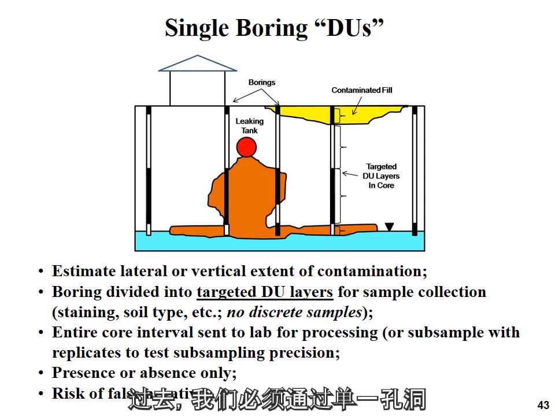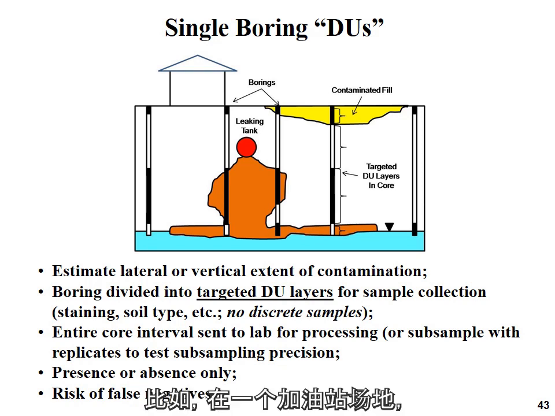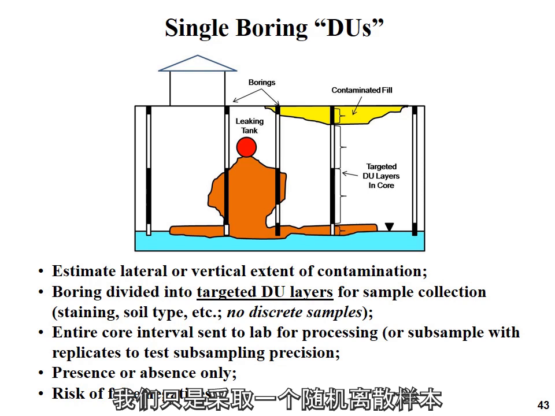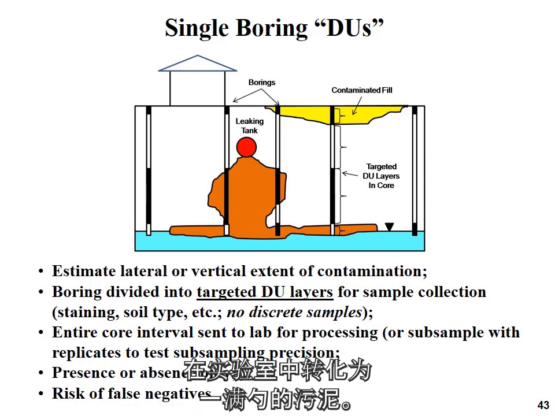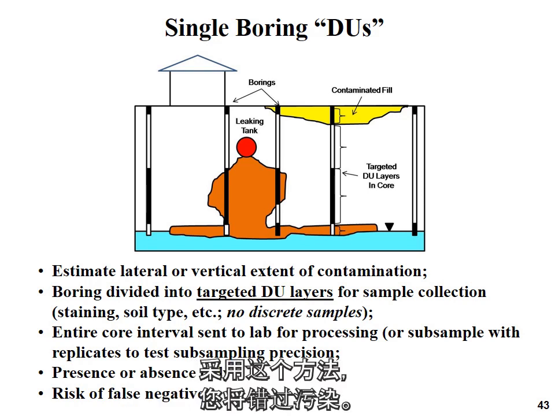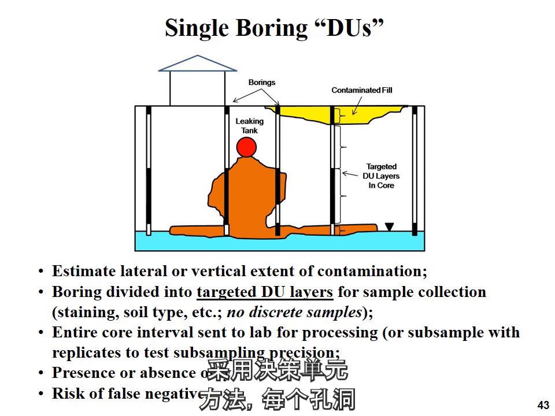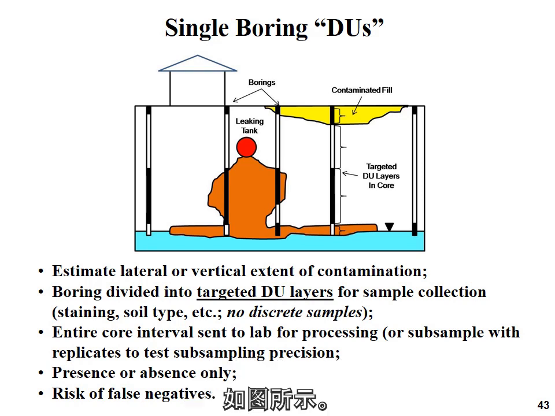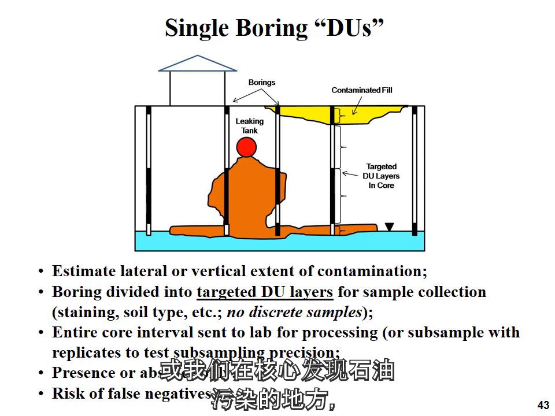So in the past we'd put in a single boring, say at a gas station site, and every 5 feet or so of the core we just take one random discrete sample, which in the laboratory translates to a spoonful of dirt, and you'll miss contamination with this approach. Under a decision unit approach, each boring, each core, you would split the core up into targeted layers, as we're showing in this diagram. And that can be based on suspect, say, fill material at the top surface, or where you see petroleum contamination in the core.